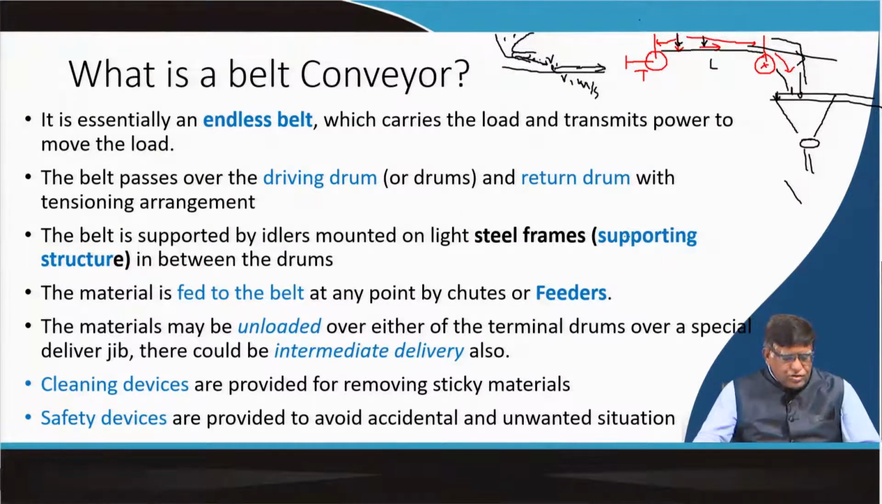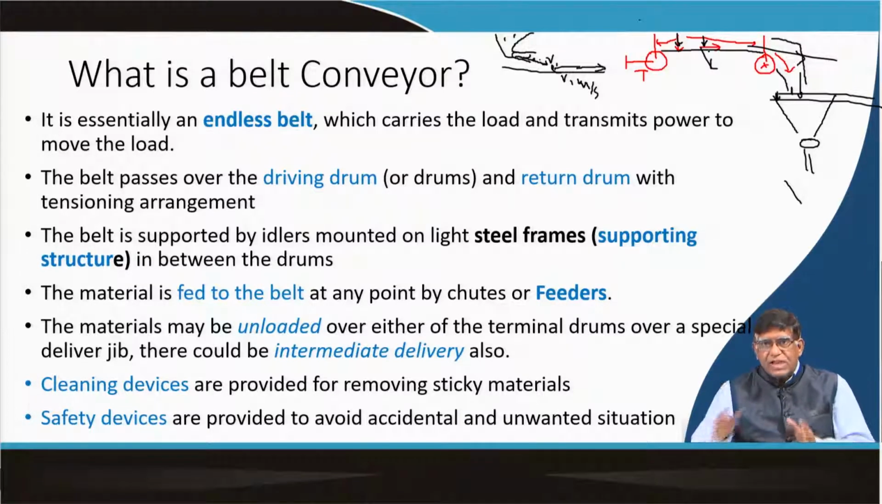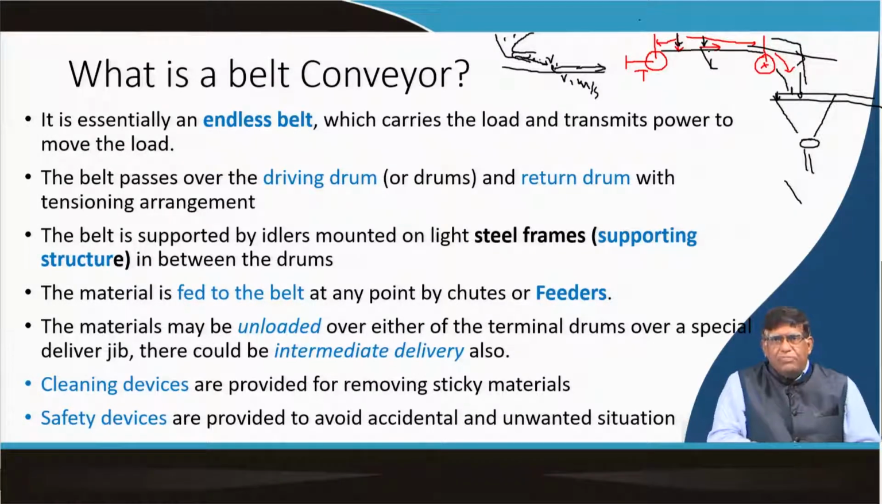Now, it can be unloaded not only at the end; sometimes you can unload the material even from here. For that, another arrangement called a tripper is there, so that from the side also you can trip the material to dump it. So, that will be a different type of unloading, either at the end or at an intermediate point.